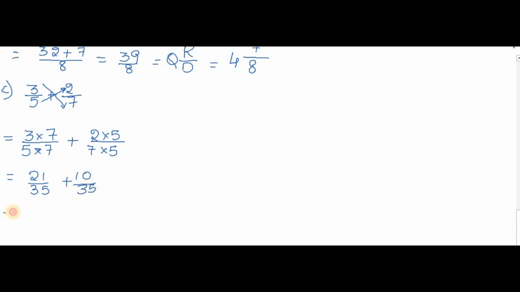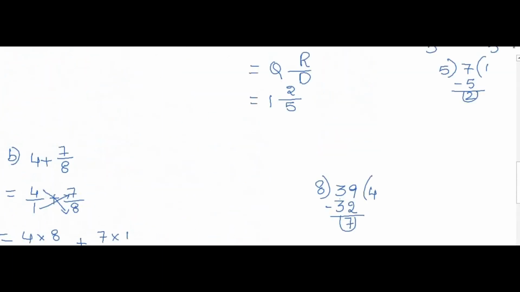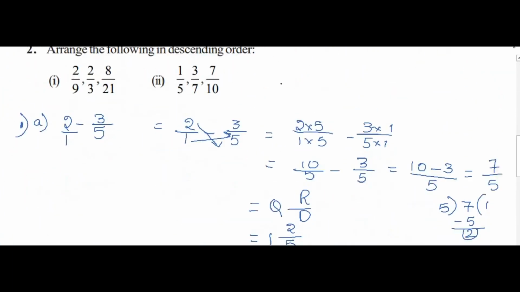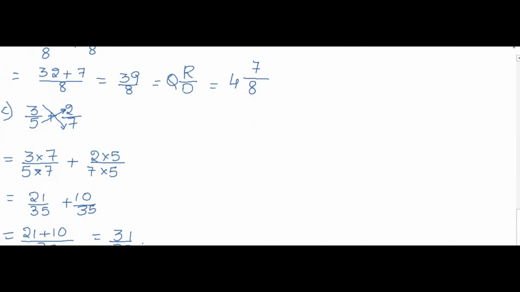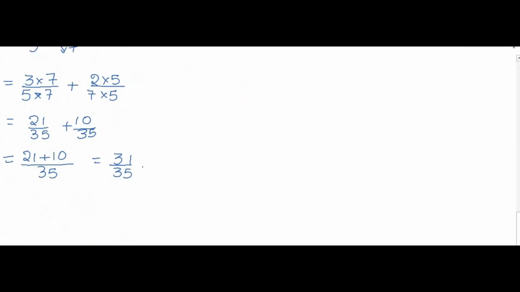Now my denominator is same, then I can go for addition of numerators. 21 plus 10 by 35, that is nothing but 31 by 35. And here it is a proper fraction because my numerator is smaller when compared to my denominator, so that is the reason I could not go for division. Now next is 9 by 11 minus 4 by 15.